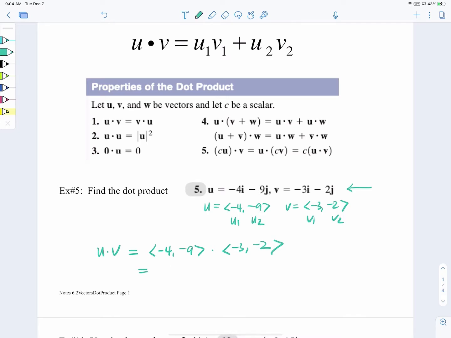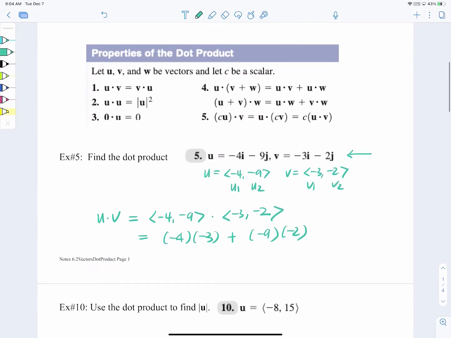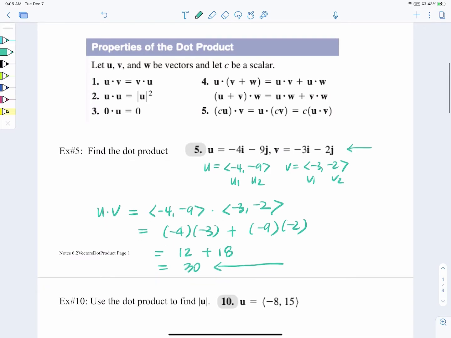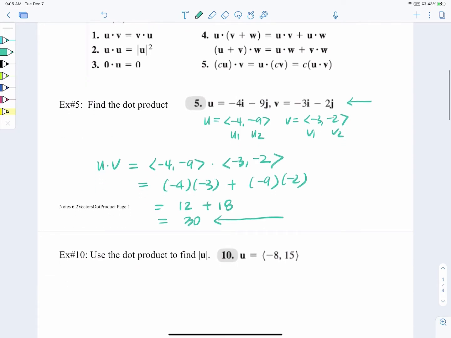It's going to become negative 4 times negative 3 plus negative 3 times negative 2. Okay? For some of you, it may be hard to wrap your head around this kind of calculation, right? But you'll get used to it. That's 12 plus 18, and that's going to be 30. Now, what this dot product means is the physics aspect of it, and unfortunately, we're not going to talk about that, but for the calculation, this is what you do, all right?